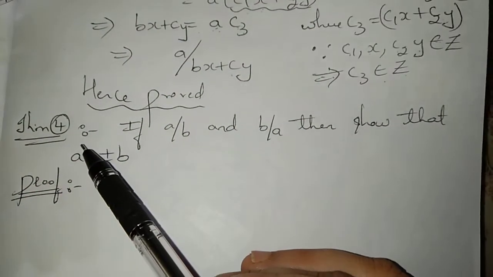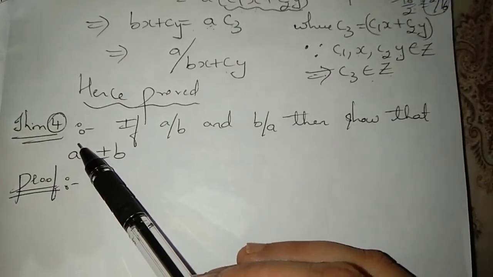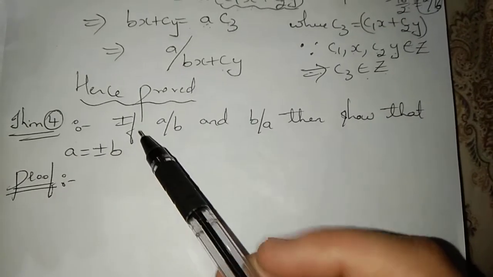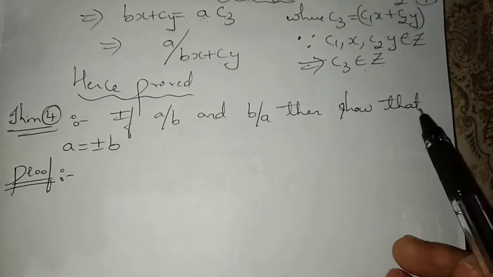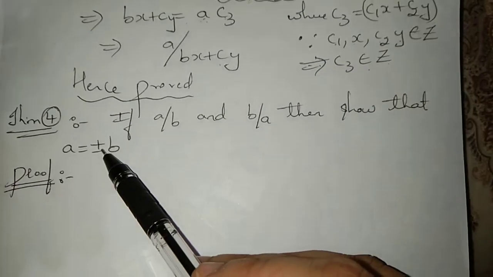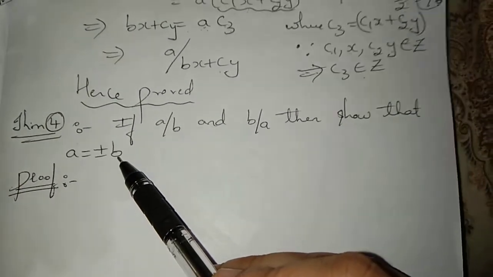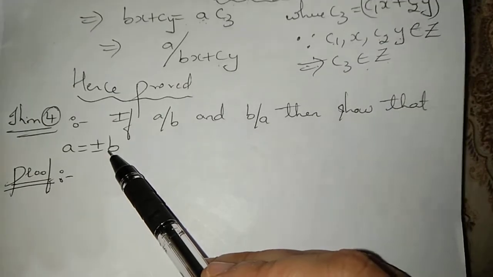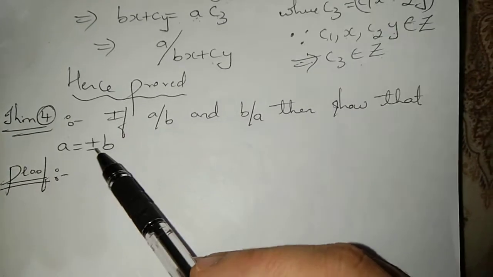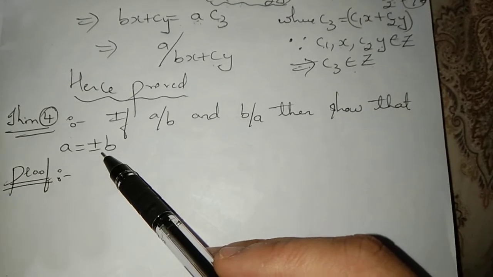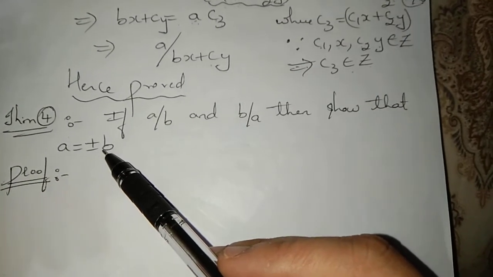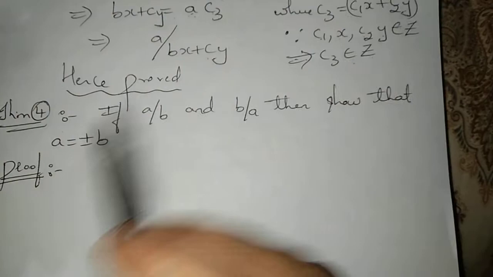Okay, hello everyone. This is another property of divisibility. If A divides B and B divides A, then show that A is equal to plus or minus B. Okay, it means the value of A can be equal to negative B or positive B. That is the meaning of this.